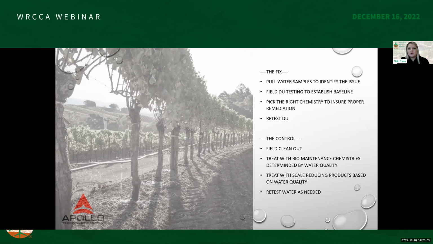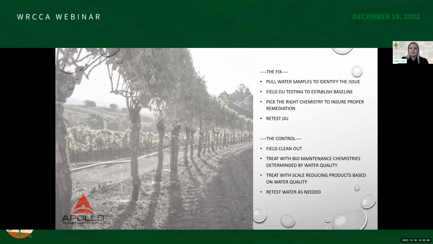So just to summarize what we just talked about, the goal is to fix and to control. Again, pull your water samples to identify what the issues are. Do a distribution uniformity test just to establish your baseline. Even if the water sample looks great, let's do our due diligence for our growers and ourselves and get that baseline established. Pick the right chemistry to ensure proper remediation. If we're going to have to do that field clean out, again, it's not one size fits all. And when you do that field clean out, retest at the end.